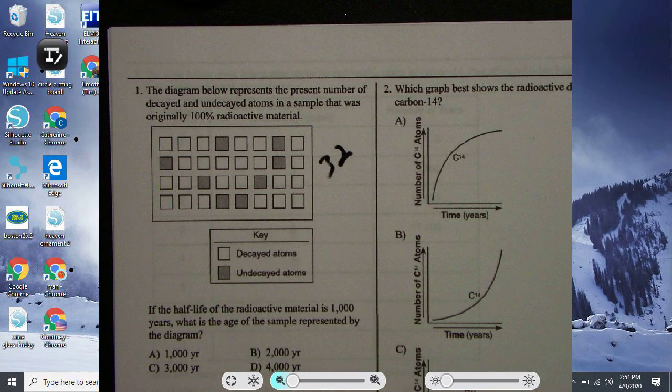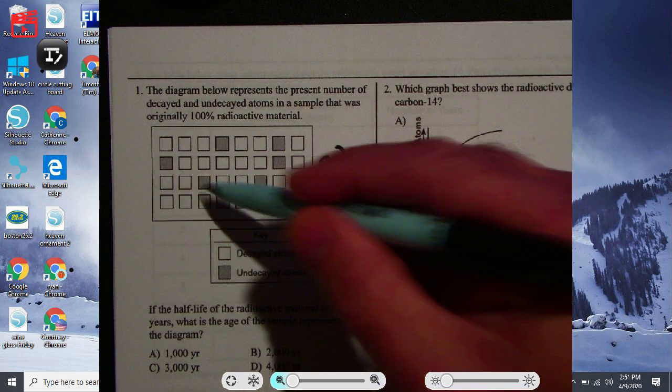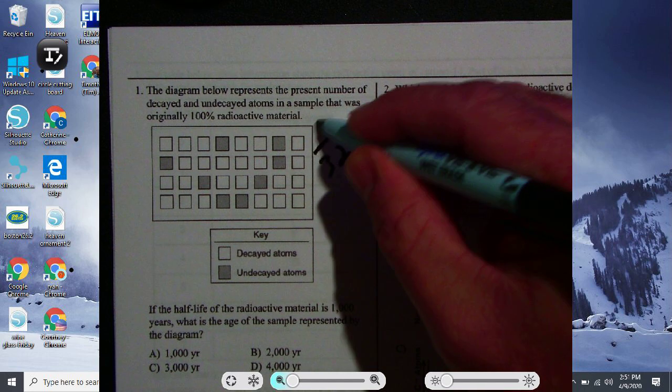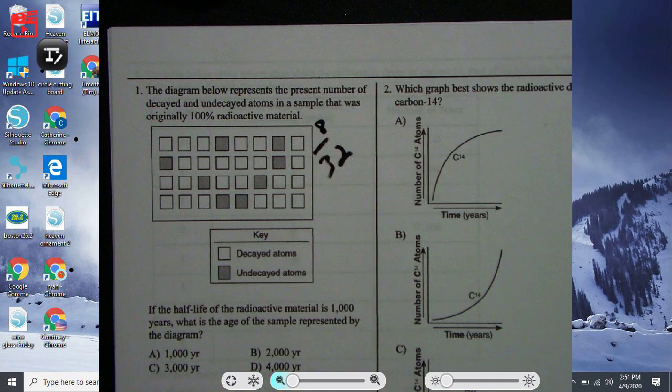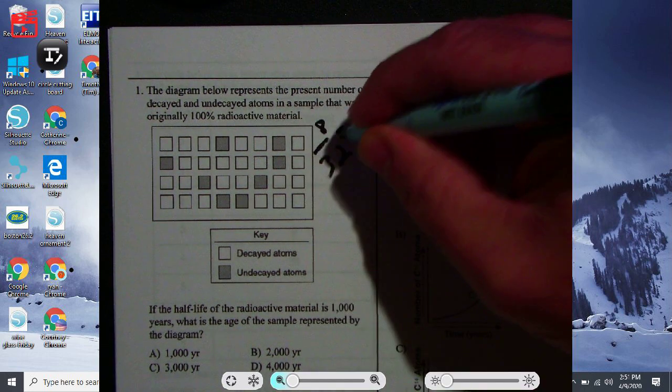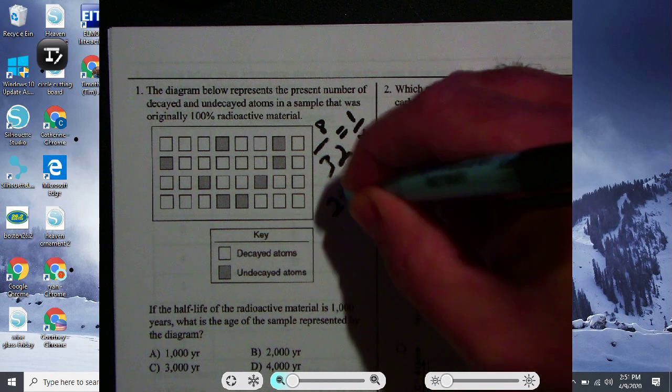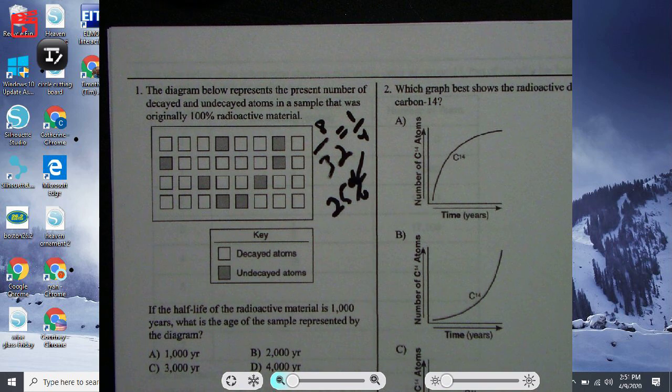So how many are still radioactive? 1, 2, 3, 4, 5, 6, 7, 8. 8 out of 32. If we were to reduce that fraction, it is 1/4 or 25%. So 25% of this material is still radioactive.